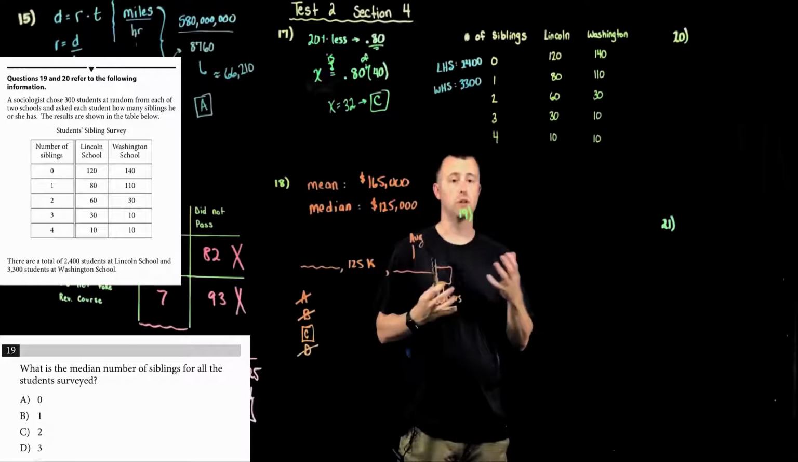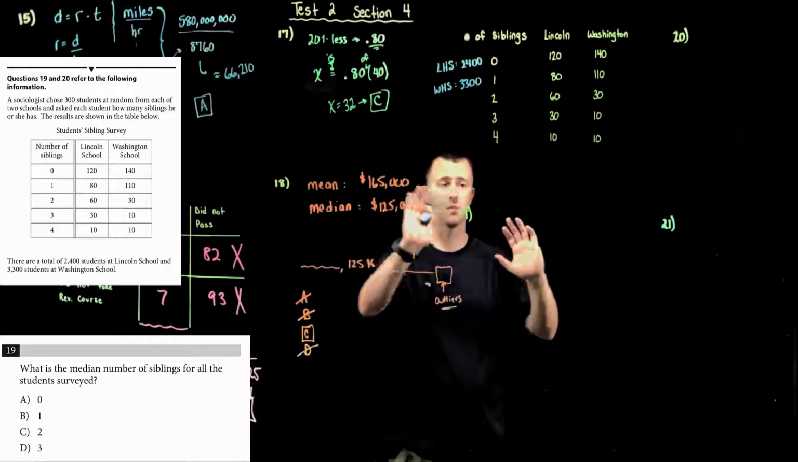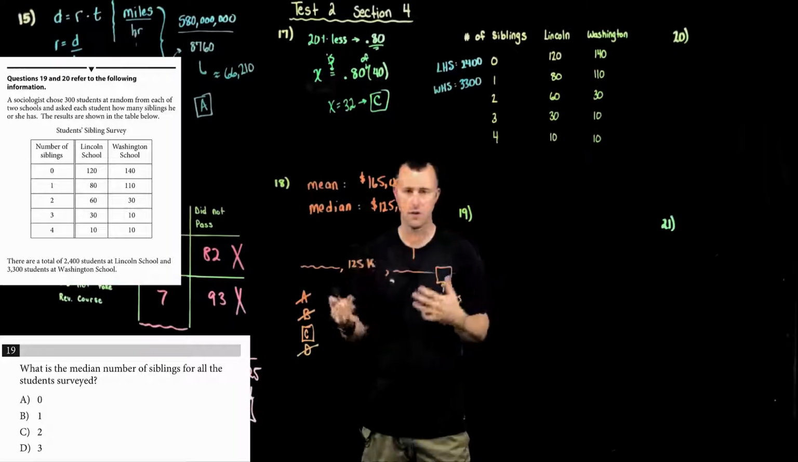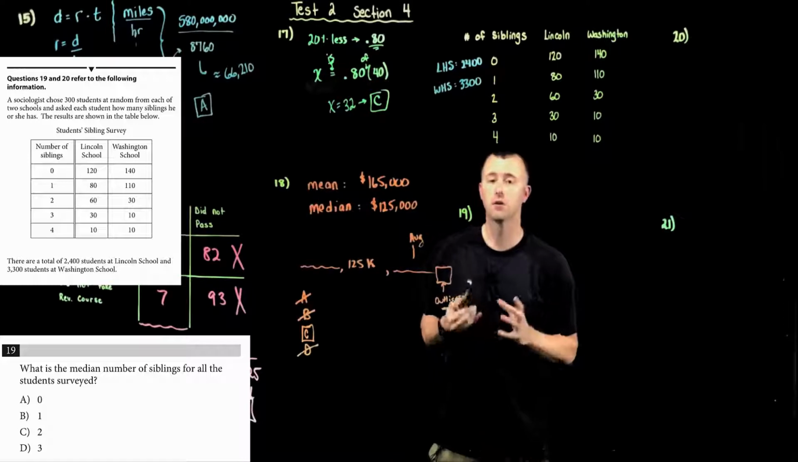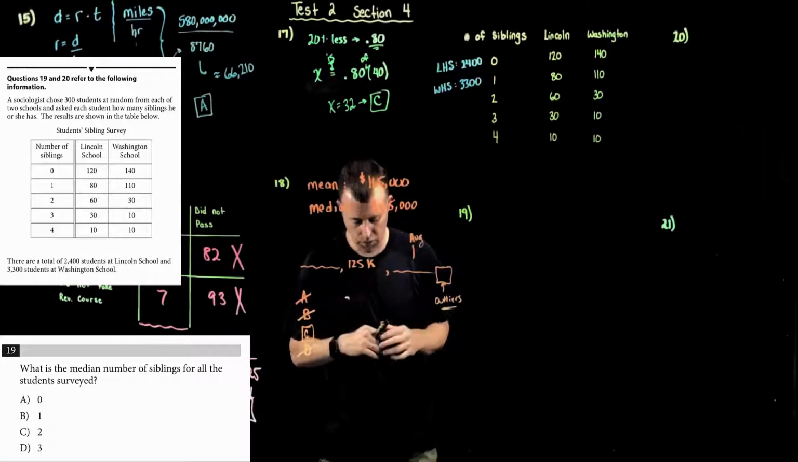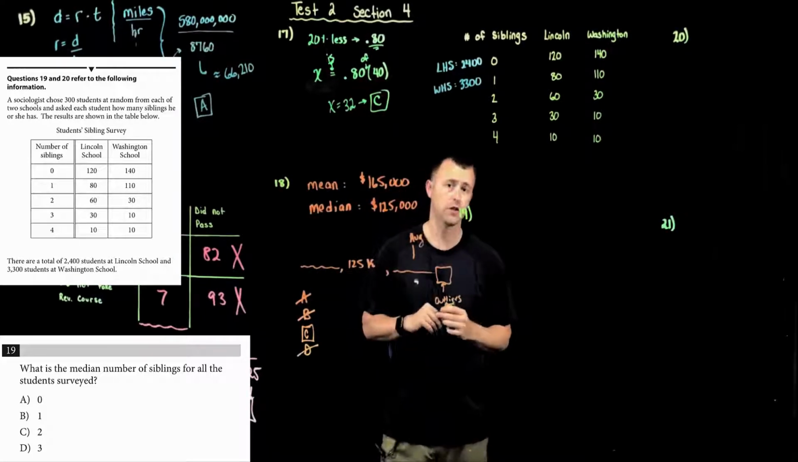So all this stuff's really important. It really, really, really is. So when you have these problems, again, 19 and 20, they come in pairs. You have to read that paragraph and any chart and data. You have to read all the details because you're going to be using most of it, if not all of it, as you go through the two problems. So with this information being said, it says, what is the median number of siblings for all the students surveyed?